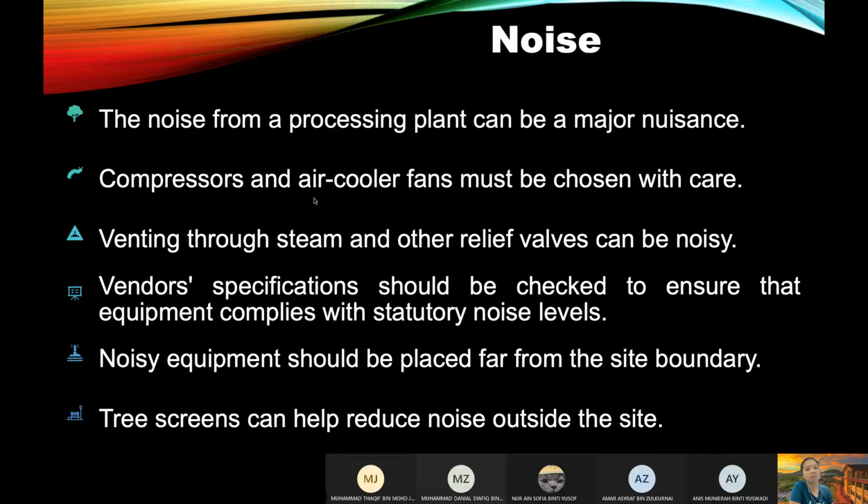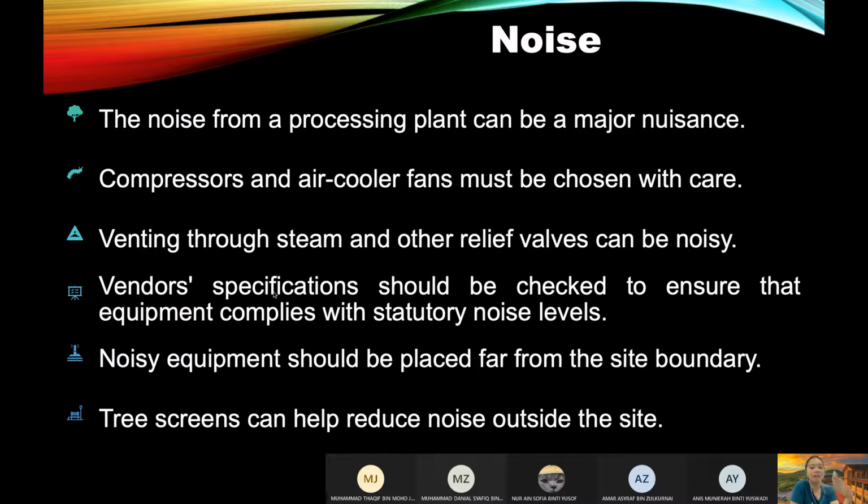If you have a lot of compressors, if you're working with a high pressure system, if your plant is operating at high pressure, then definitely you have a lot of compressors. This compressor is also a source of noise. So again, next, venting through steam, relief valve can be noisy. So what do we do? You have to check the vendor specification. Tapi normally, this equipment has complied to the noise level punya requirement.